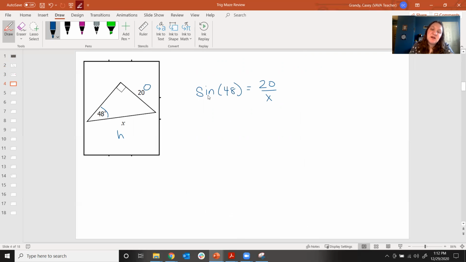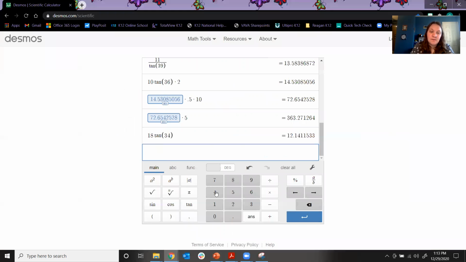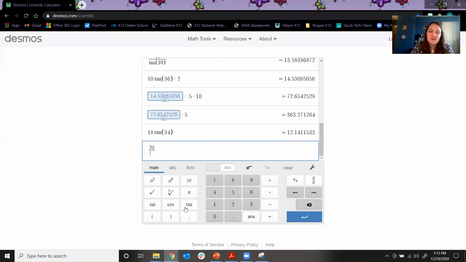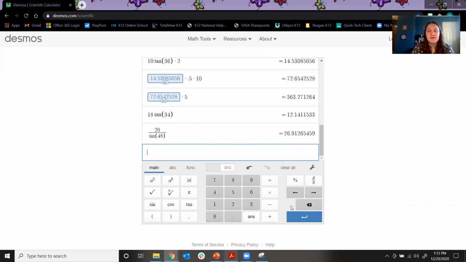If your variable ends up in the denominator, what you're going to have to do is cross multiply. And then we'll have an additional step of dividing. Because I need that x by itself, I need to get rid of sine 48. So to undo multiply by sine 48, we're going to divide both sides by the sine of 48. So here they'll cancel. And in my calculator, we'll do 20 divided by sine 48. We get about 26.9.